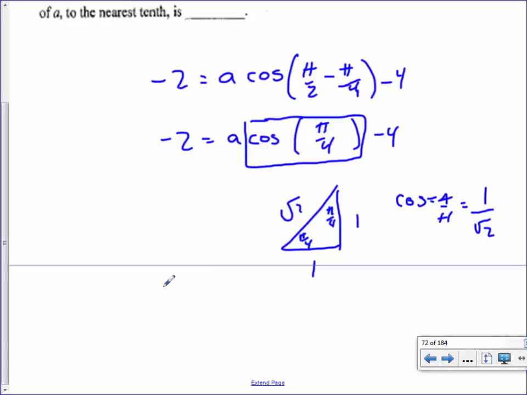So kind of hopping down here, I could now say it's -2 equals a times all of this stuff right here, which is 1 over root 2, minus 4. Why do you not have to include the cosine? Because cosine of this angle is that ratio. Does that make sense? This thing right here is that. It's just a number, right? I'm going to say this a lot in this unit as well. You know how when you log a number, it's just a number. Well, cosine of pi over 4 is just a number. That number is whatever 1 over root 2 is.